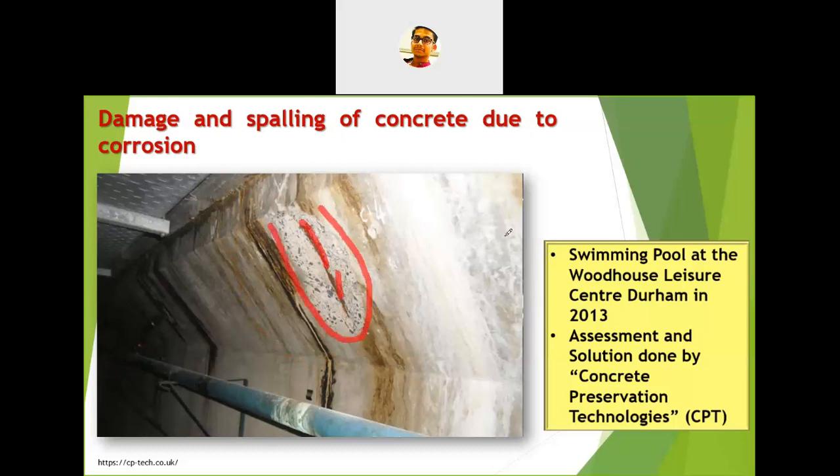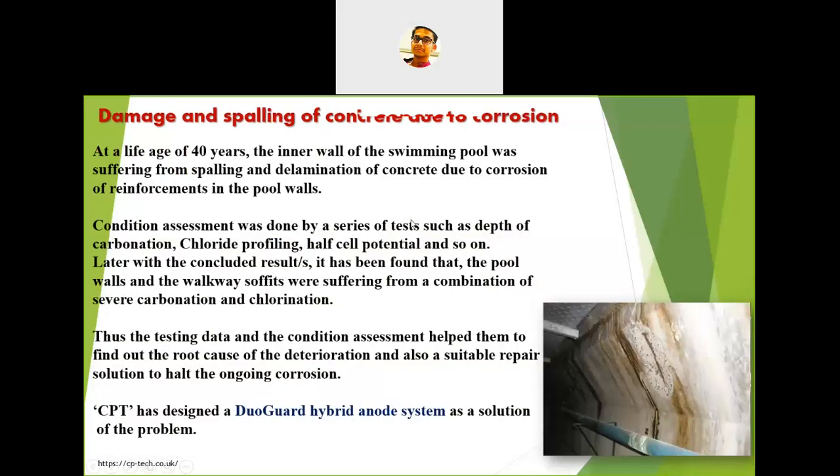In this case, they did an assessment, they did a couple of tests, and they found out some things we'll see now. The age of the structure was 40 years, and it has been seen that the inner wall of the swimming pool was suffering from concrete spalling and delamination of the concrete due to corrosion. The corrosion is there, it is prominent that corrosion is there. But what is the reason for the corrosion was the problem here. So they did a condition assessment, and a series of tests was done. They found out the depth of carbonation. They found out the chloride profiling of the system.